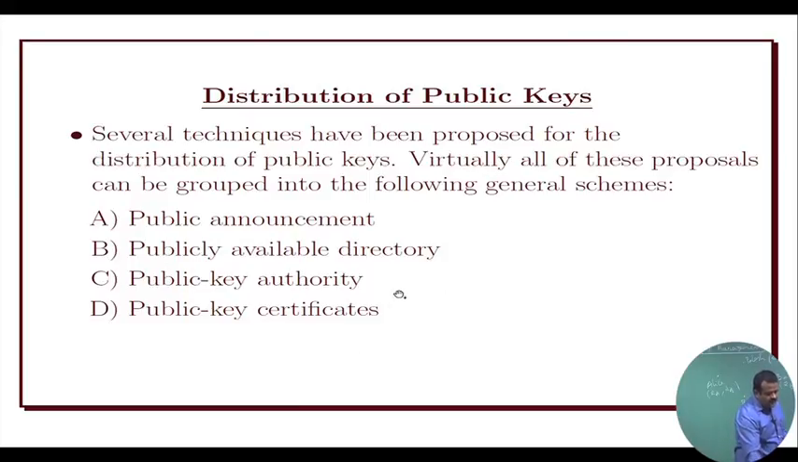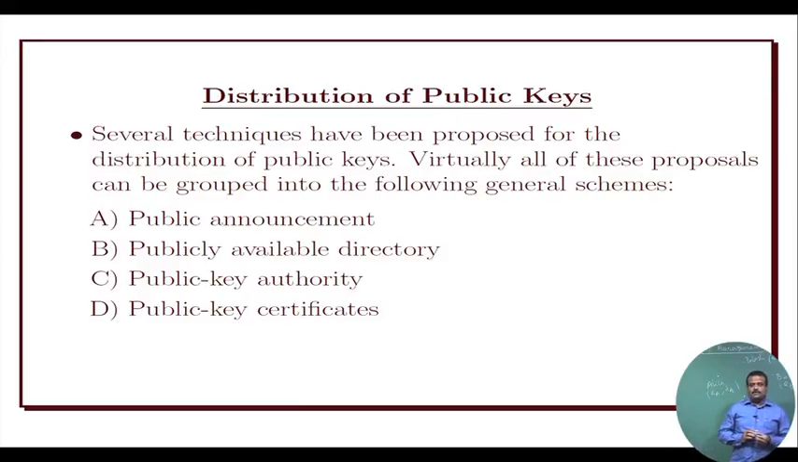And the second method is publicly available directory. Like a public announcement, we can maintain a directory where I can put my public key, and that directory should be in a public domain, so that everybody should be able to access it.